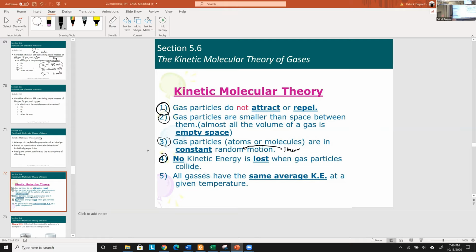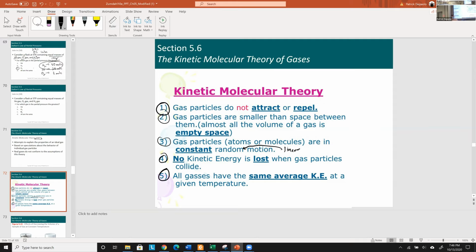Four, no kinetic energy is lost when gas particles collide. That is one way of saying that gas particles go through completely elastic collisions. This is another assumption, because there is a small attraction or small repulsion force, which changes that energy a little bit. It doesn't really conserve the energy as much, but in general, the energy is conserved. So no kinetic energy is lost. They bounce in with the same speed, and bounce off with the same speed.